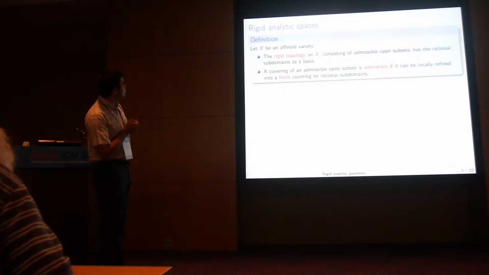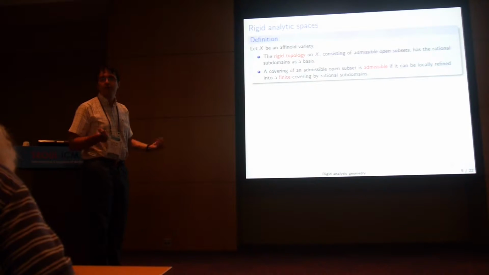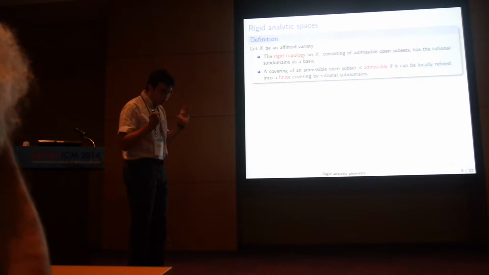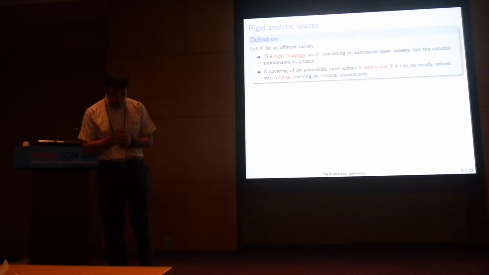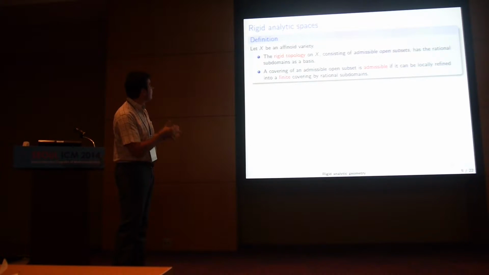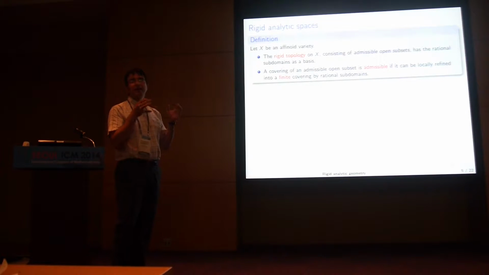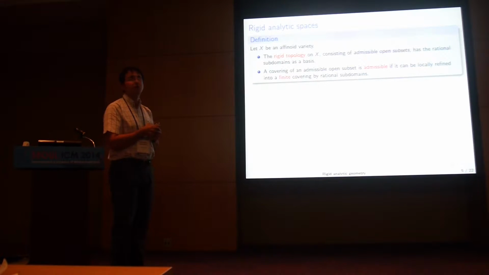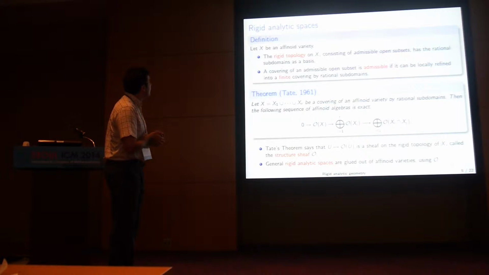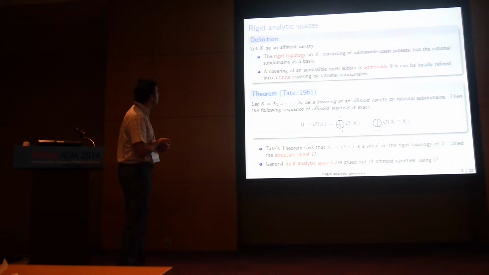I'm not going to give you the actual definition of the topology because it's a Grothendieck topology and it's a bit complicated. As I said, you don't allow arbitrary unions of rational subdomains. You only allow certain admissible ones, and then you only allow locally finite coverings, and that compactifies the space in a clever way. So you throw away certain coverings of open sets by other open sets. Okay, so that's the topology on affinoid varieties.